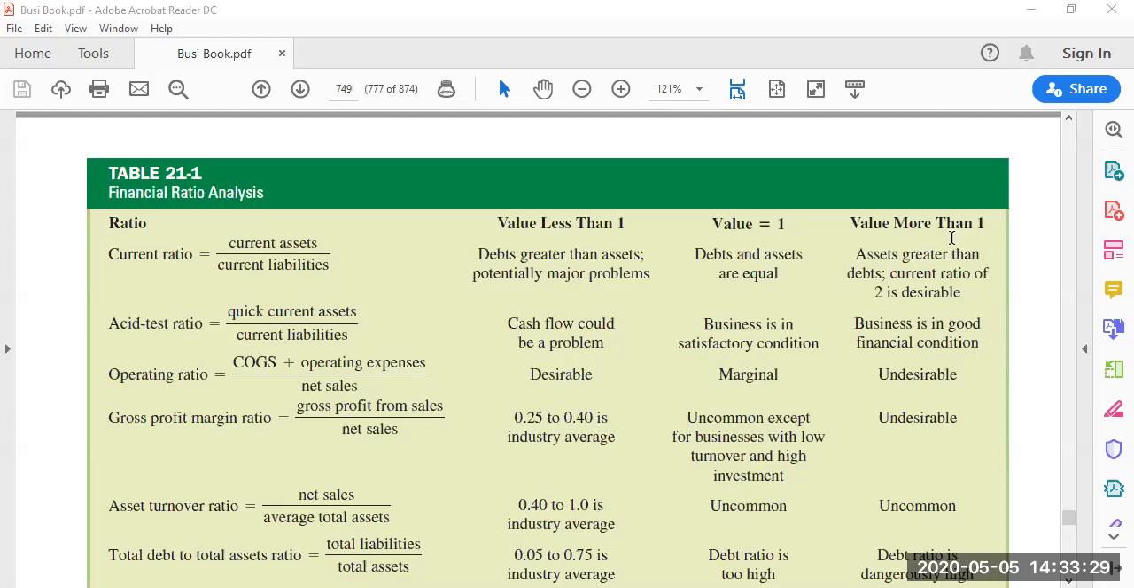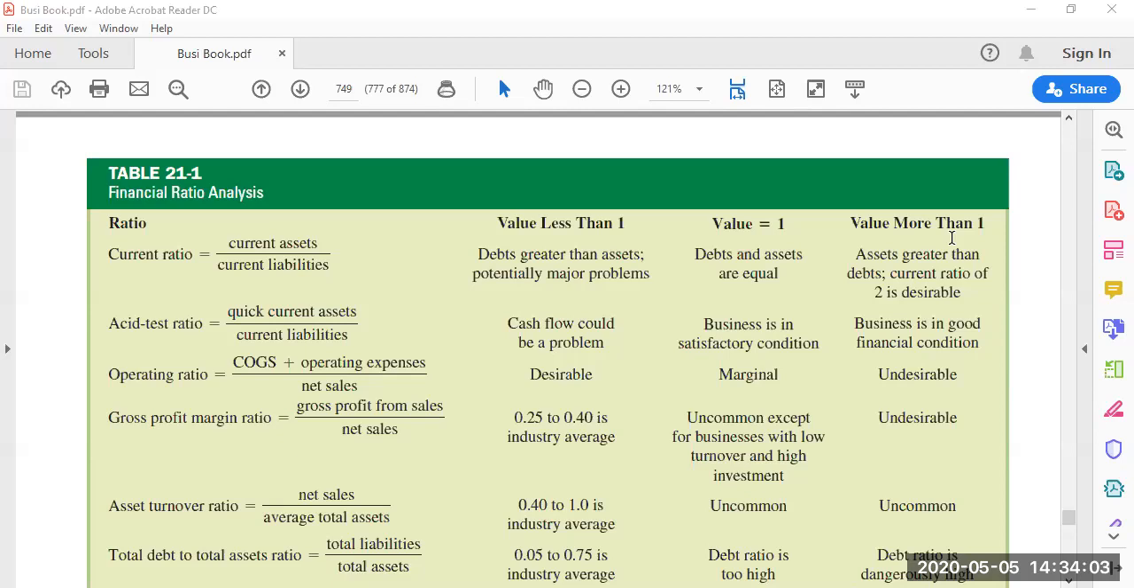The gross profit margin ratio depends on your industry. 0.25 to 0.4 is the industry average gross profit margin. If the value equals 1, it's uncommon except for businesses with low turnover and high investment. So you have to understand that. And it's going to be very undesirable if this gross profit margin is more than 1.